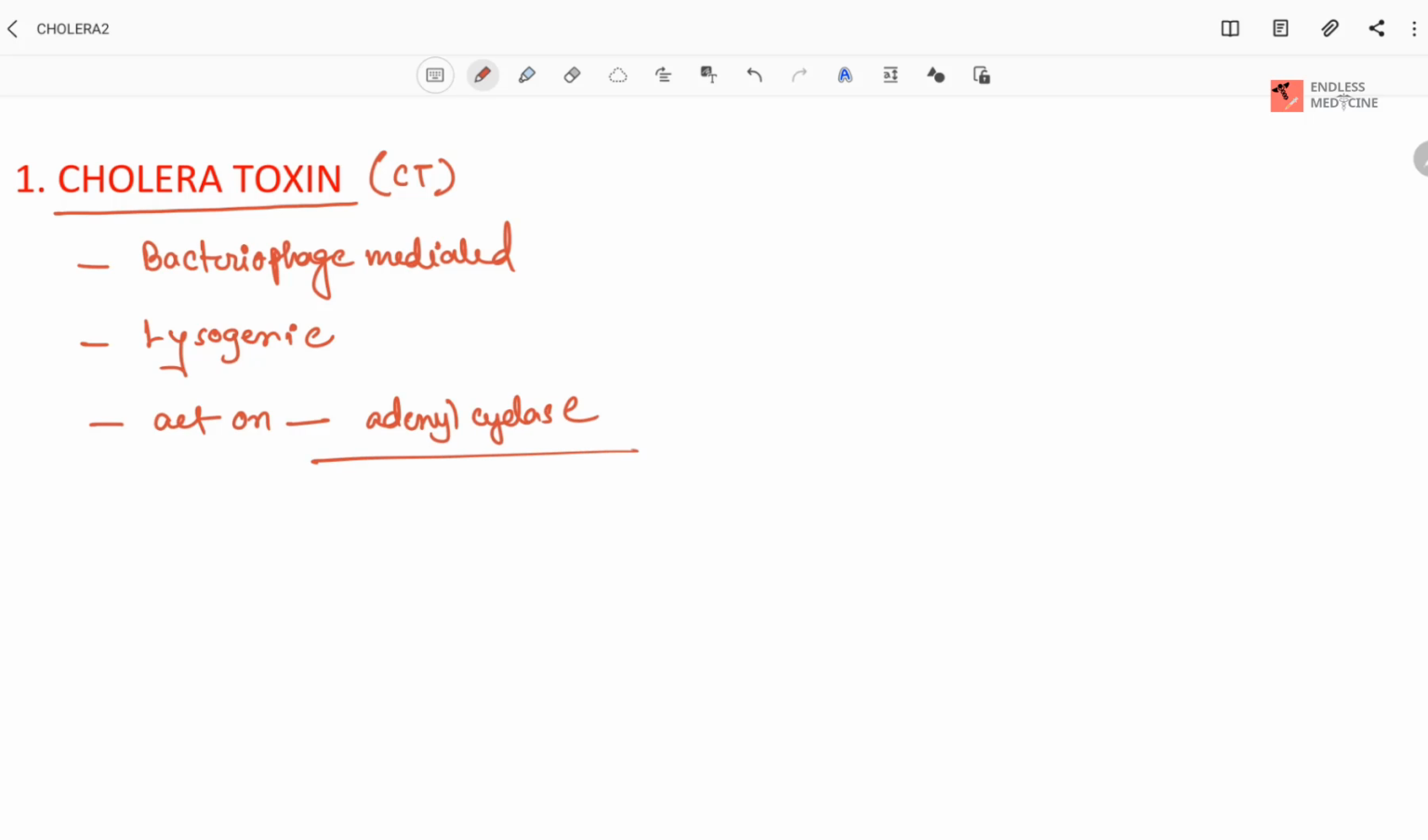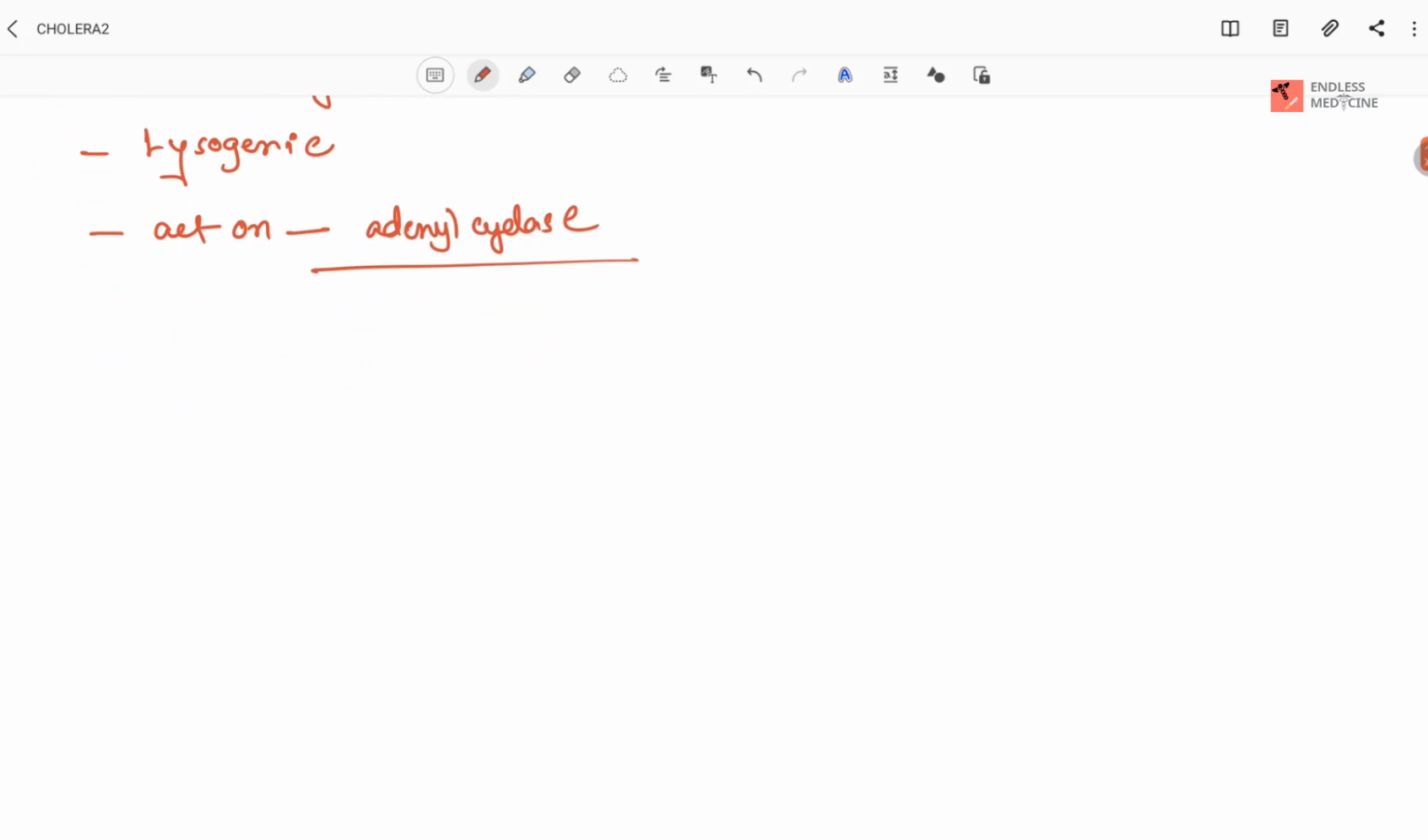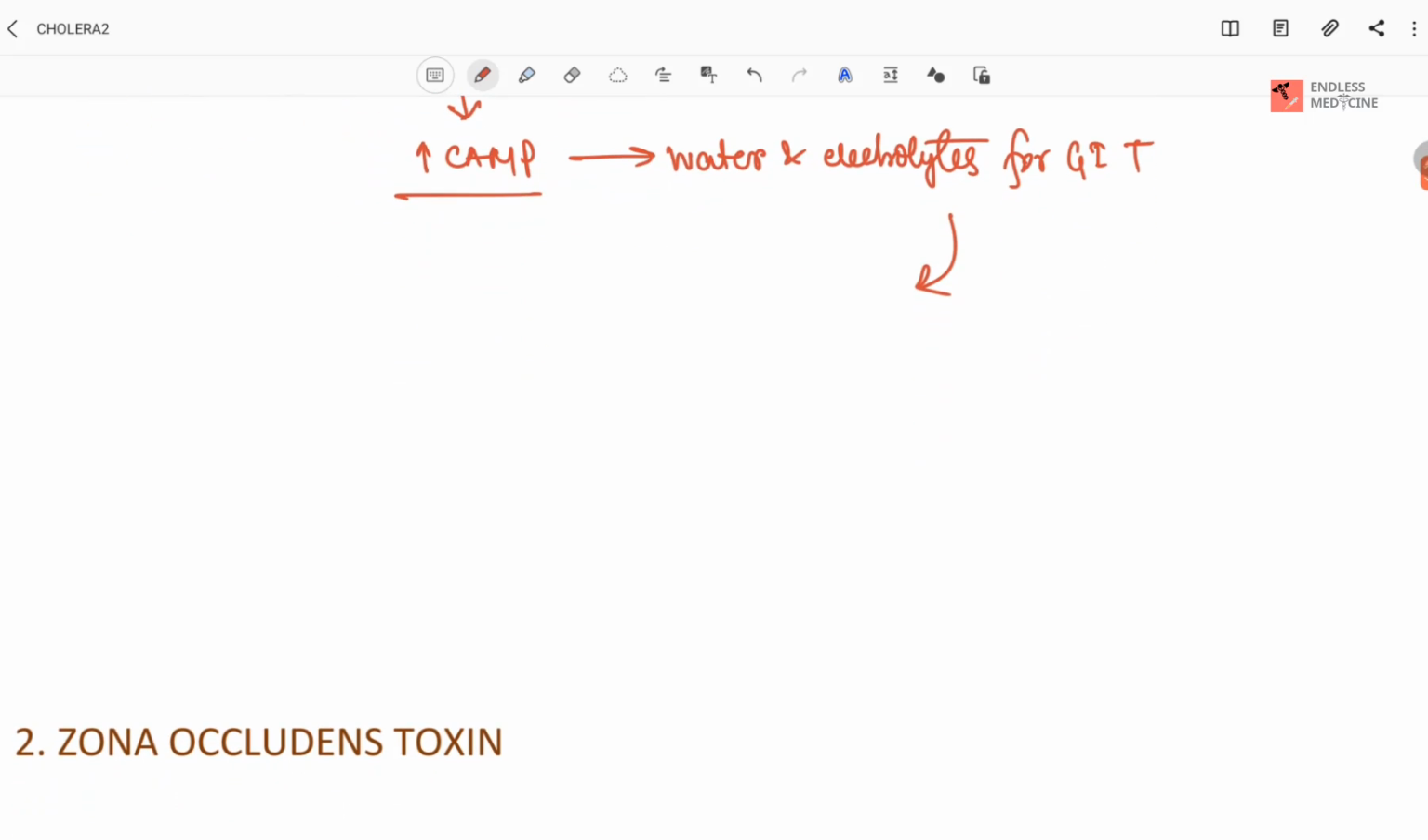So what is the consequence of it? It increases the cyclic AMP, which causes the release of water and electrolytes from the intestine, from the GIT. So it is associated with watery diarrhea, also known as secretory diarrhea.